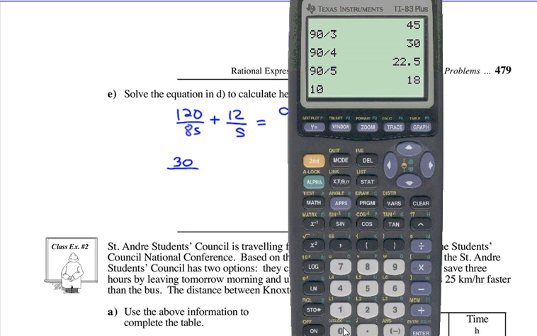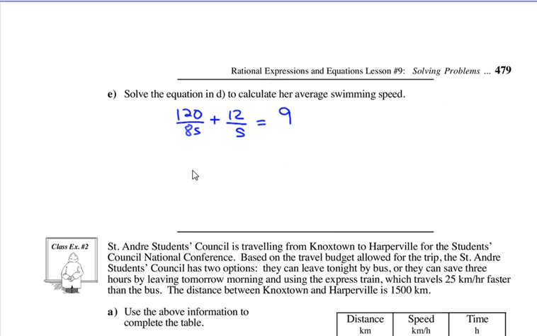120 divided by 8 is 15. So we could just write 15 over s plus 12 over s equals 9. What are we going to multiply everybody by? S. That's our lowest common denominator. So we're going to multiply this by s, this by s, and that by s.